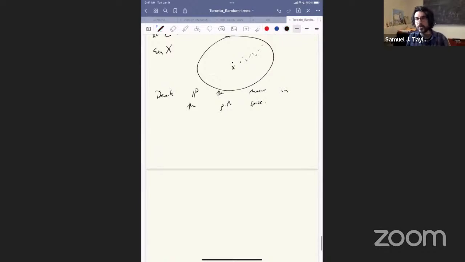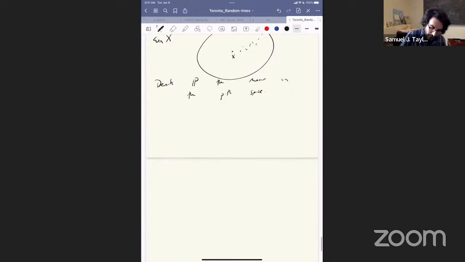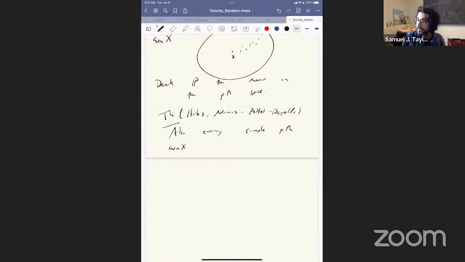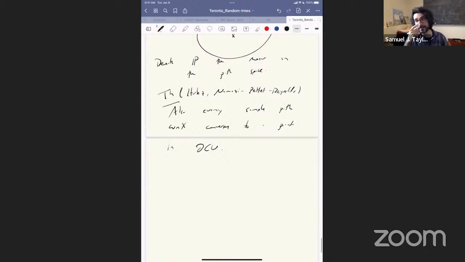I think Giulio has been talking about the Poisson boundary, and in this case we have the following theorem, due to Horbez, Namazi, Pettet, Reynolds: in this situation, almost every sample path converges to a point in the boundary of outer space. So really, this is the starting point for our question.